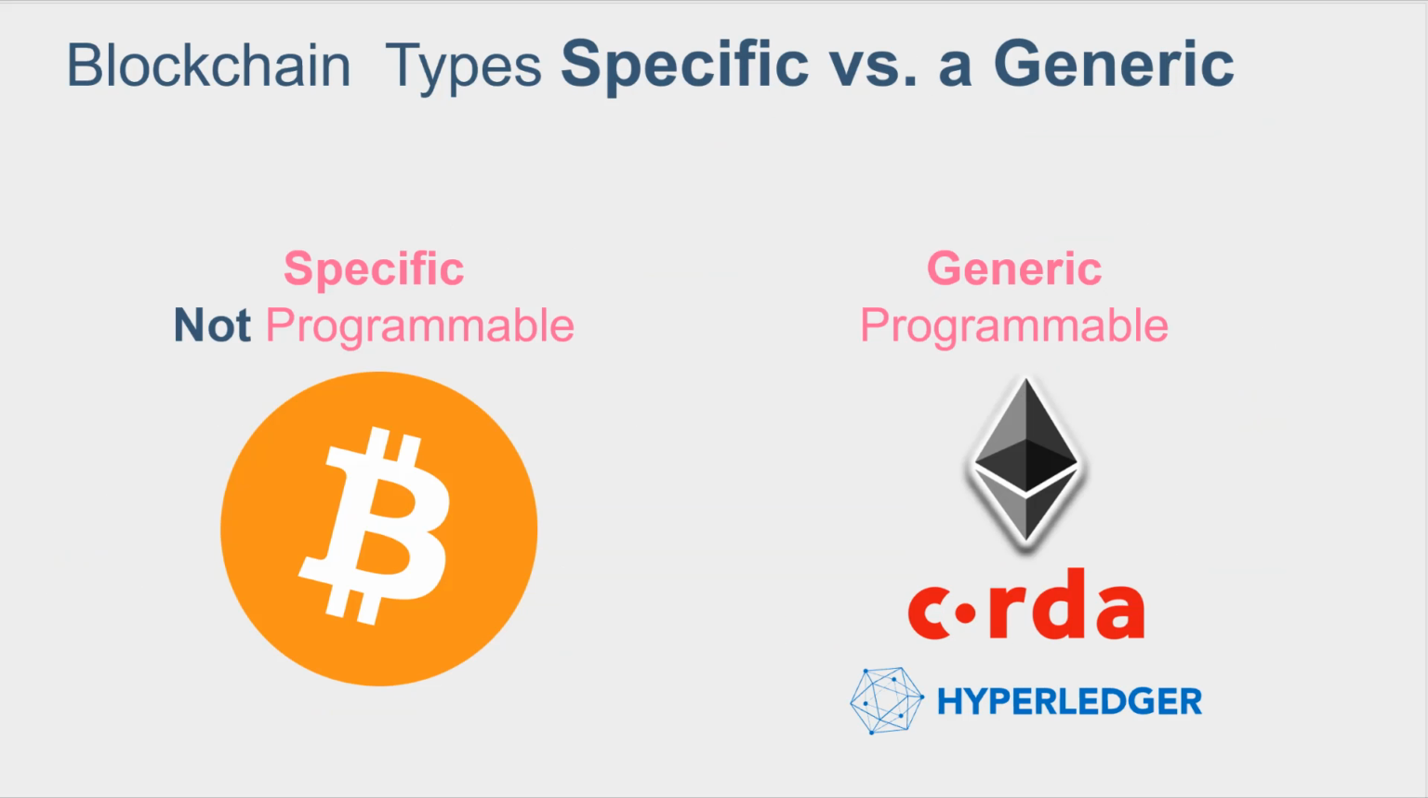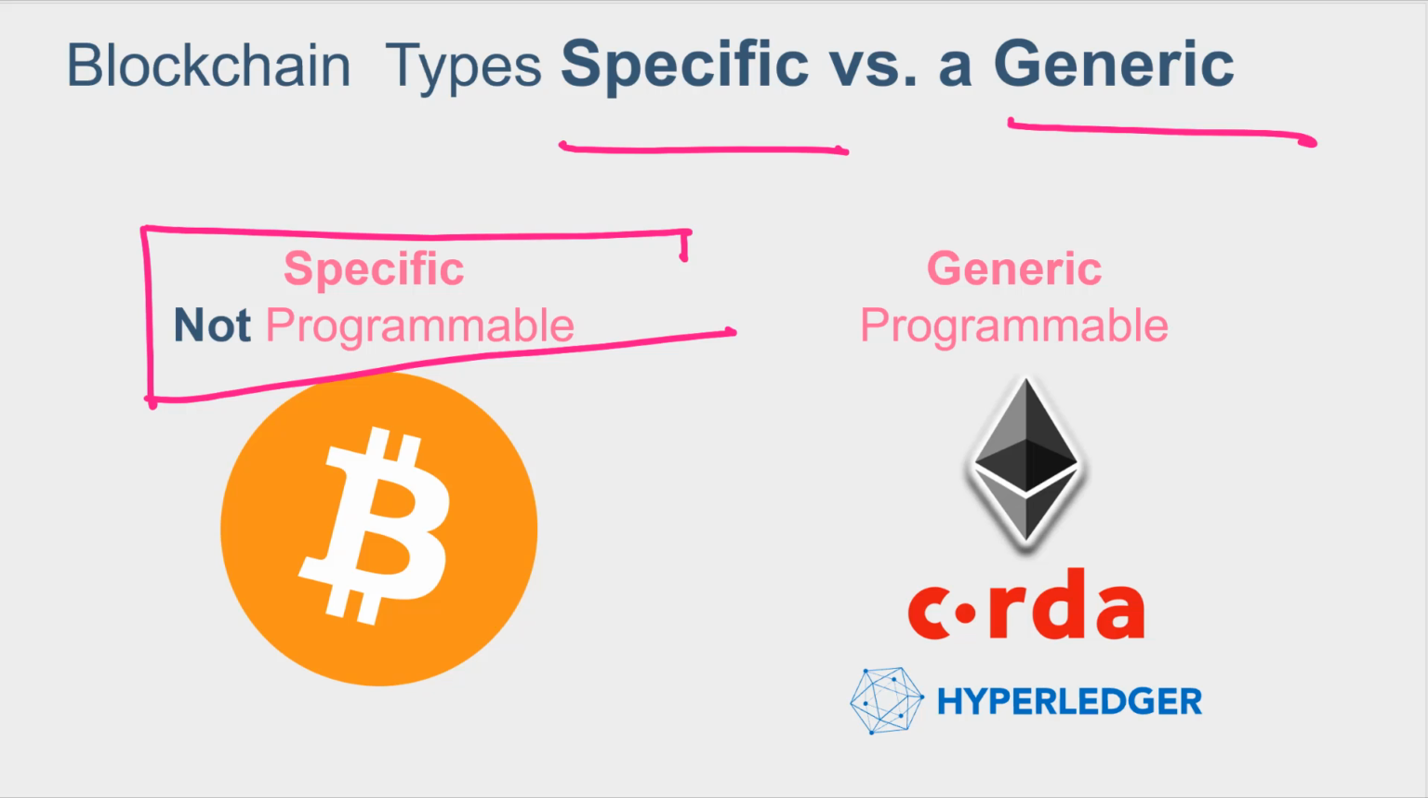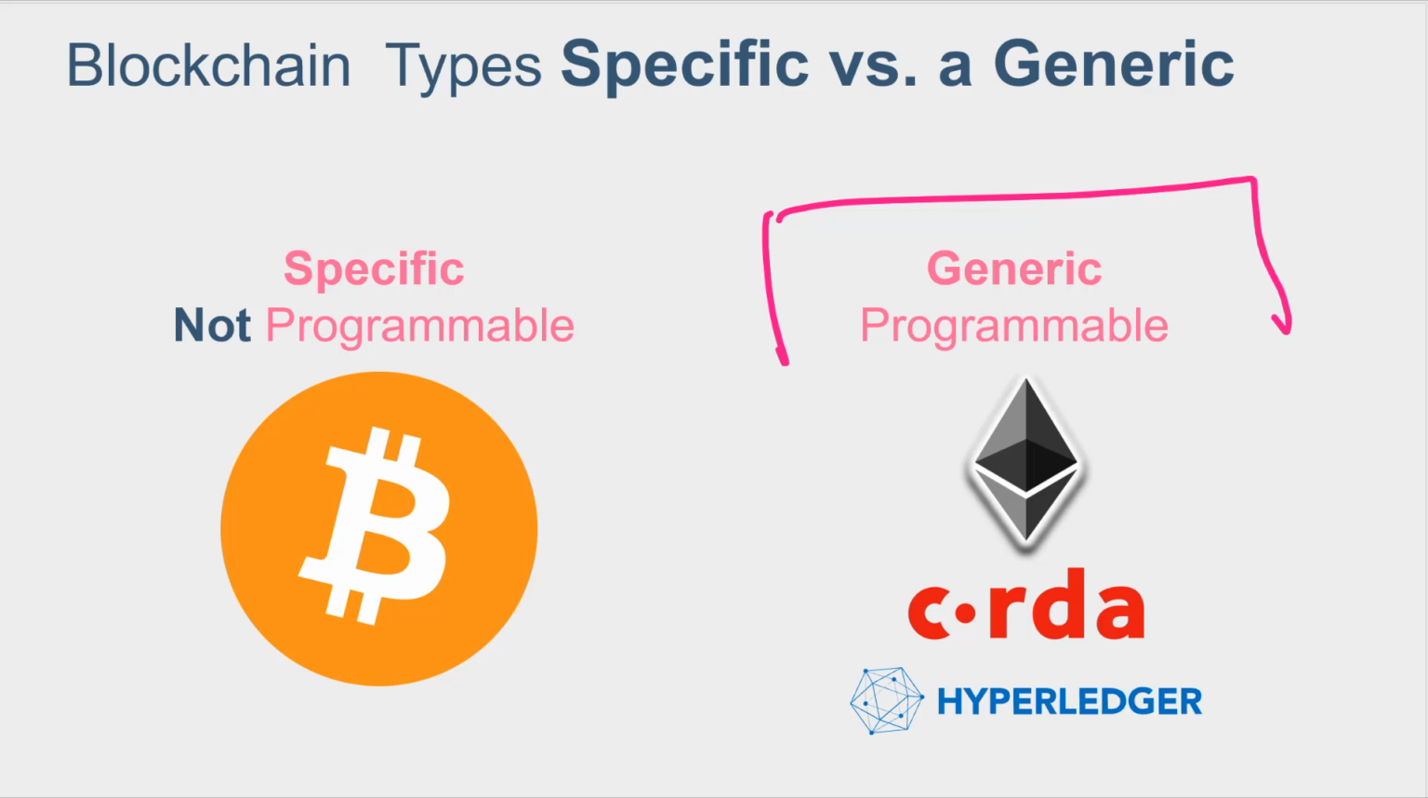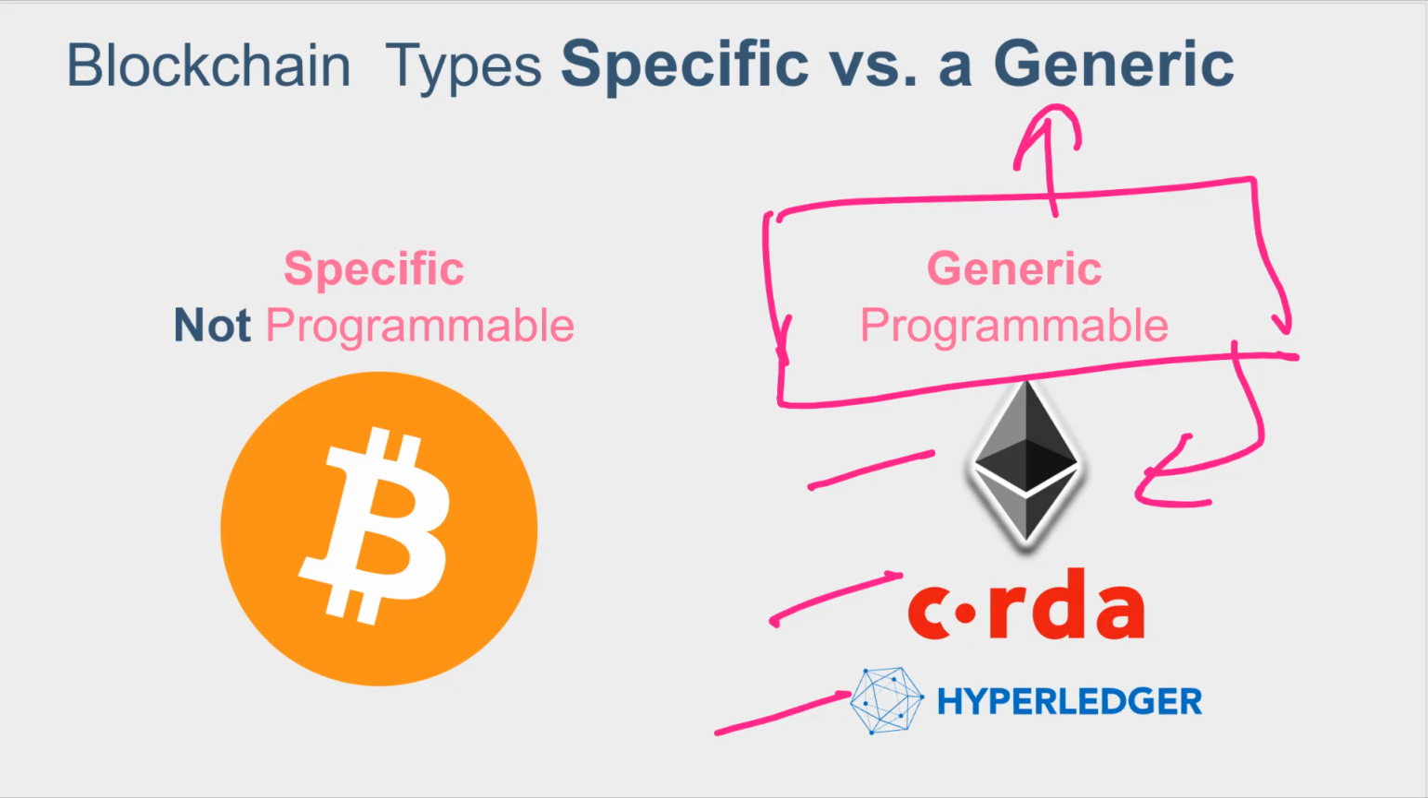The other classification for the blockchain is specific versus generic. Specific means a very specific implementation, just like Bitcoin, which is a very specific implementation for financial transactions. It cannot be programmed, whereas a generic platform can be programmed and you can run multiple smart contracts and they can execute different code. So Ethereum, Corda, and Hyperledger are examples of the generic implementation, whereas Bitcoin is an example of a very specific implementation of a blockchain.